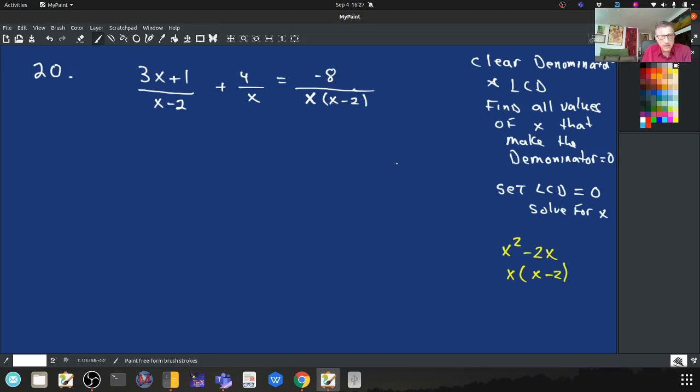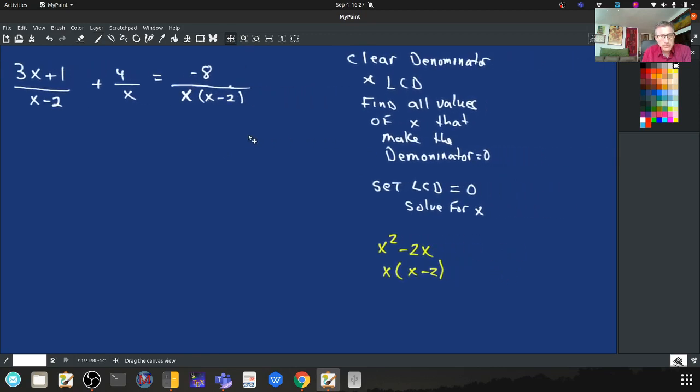So the LCD is not too hard to find. We want to write down all of the prime factors. Remember, a linear polynomial, a polynomial in the variable x of degree 1, is prime if the GCF of the two terms is 1. So x minus 2 is one prime we have.